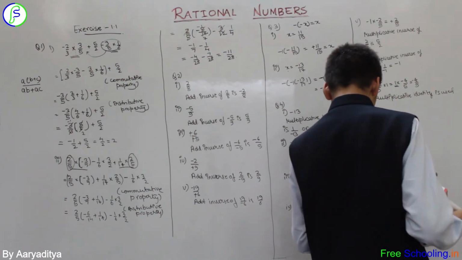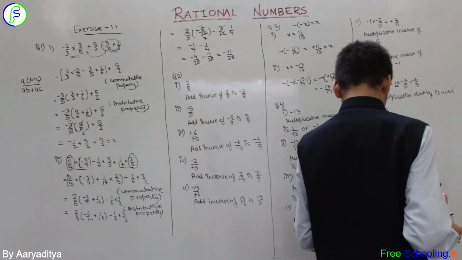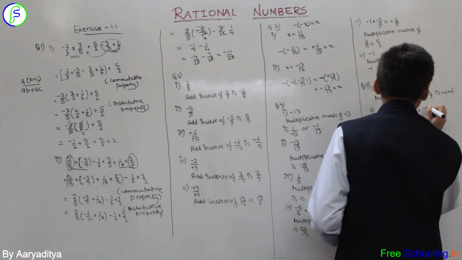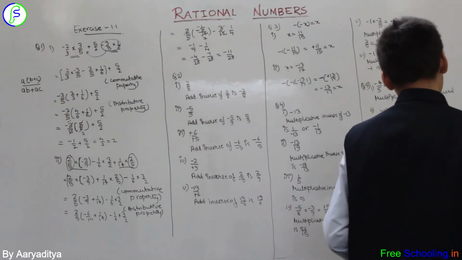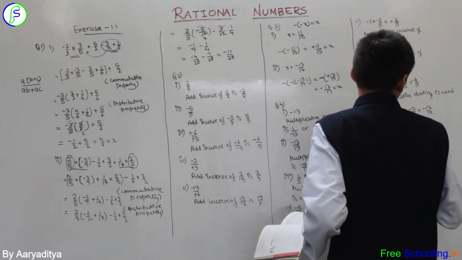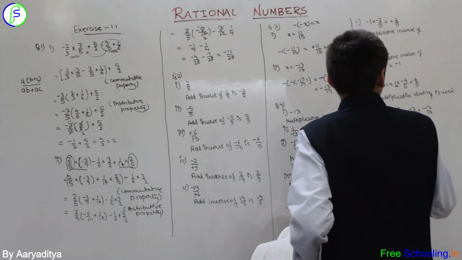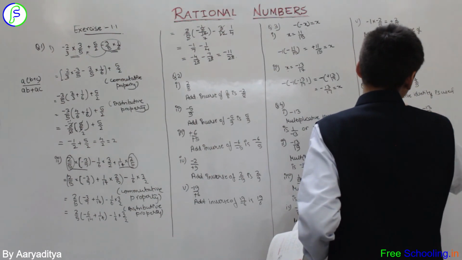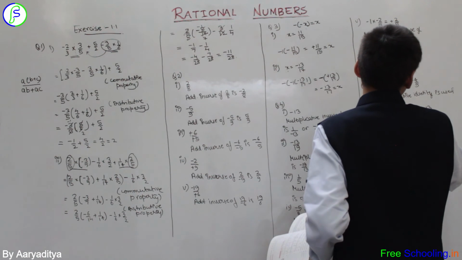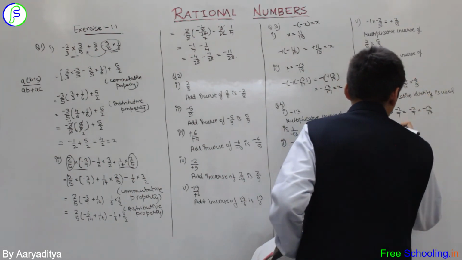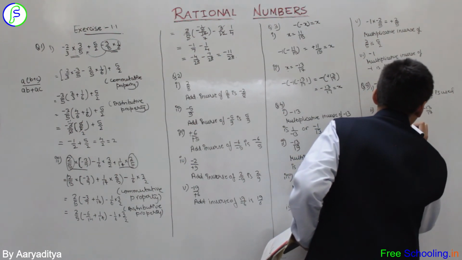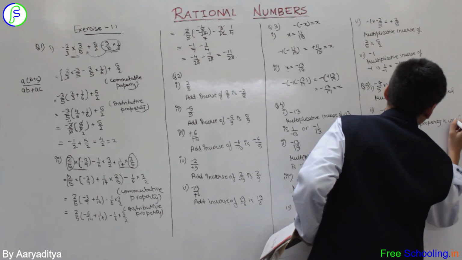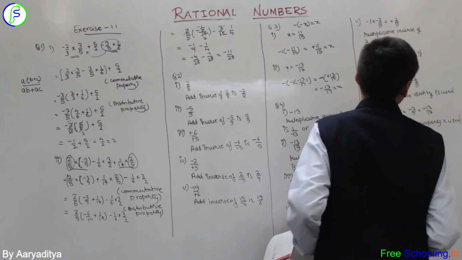For part 2 we have minus 13 by 17 multiplied by minus 2 by 7 is equal to minus 2 by 7 multiplied by minus 13 by 17. So here we can see that if we write minus 13 by 17 into minus 2 by 7, or if we write minus 2 by 7 into minus 13 by 17, the answer will be the same. As in the previous case, if we multiply minus 4 by 5 into 1, or 1 into minus 4 by 5, the answer will be the same. So the property that is used is the commutative property. Commutative property is being used.